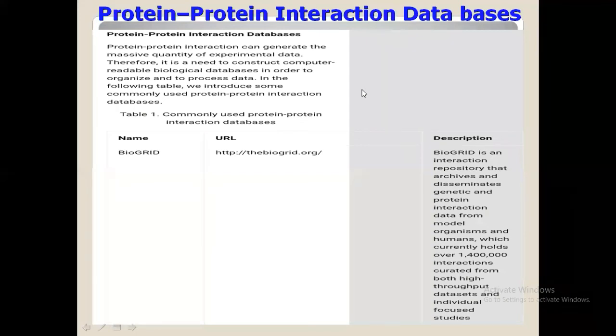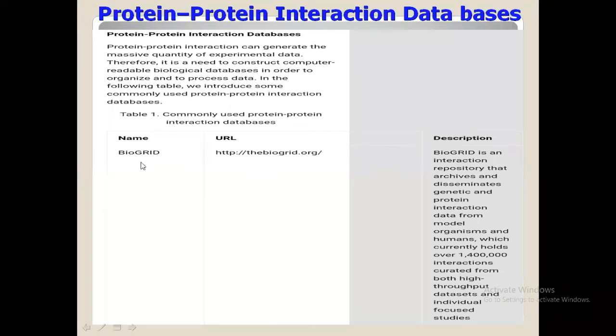So we are going to see databases. What are all the databases available for PPIs? Protein interaction can generate a massive quantity of experimental data. Therefore, there is a need to construct computer-based readable biological databases in order to organize and process the data. In this table, we are going to see what are all the commonly used protein interaction databases.